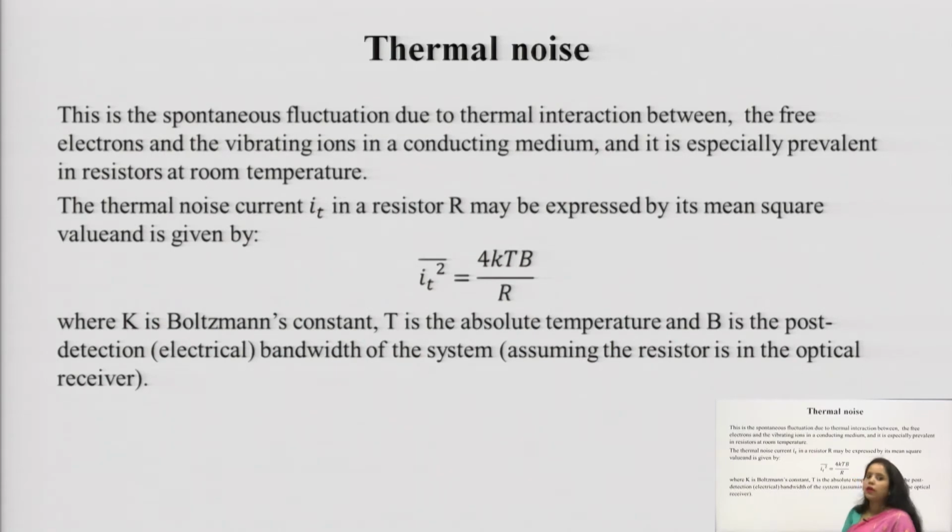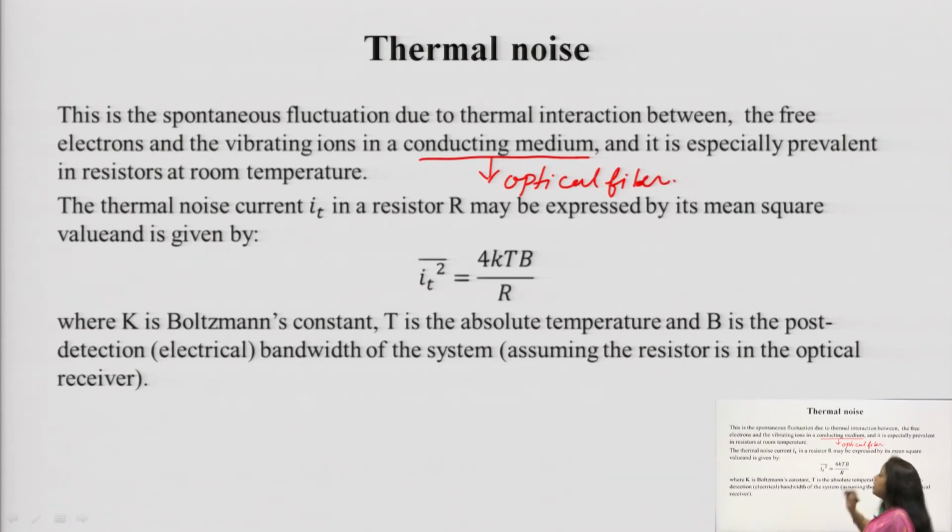The first one is thermal noise, and how it is created. This is a spontaneous fluctuation. As we already know, noise is not given to any system. This occurs spontaneously inside any system. So, the term spontaneous always comes. This is spontaneous fluctuation due to thermal interaction between the free electrons and the vibrating ions in the conducting medium. So, how does it arise? Due to the thermal interaction between the free electrons and the vibrating ions in the conducting medium, and our conducting medium is the optical fiber.